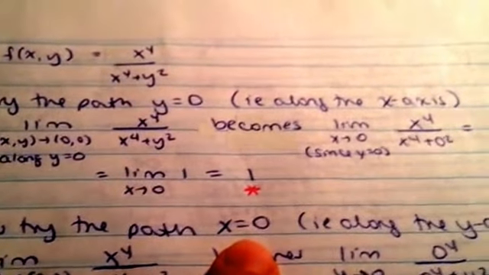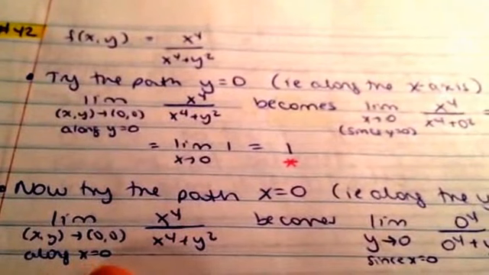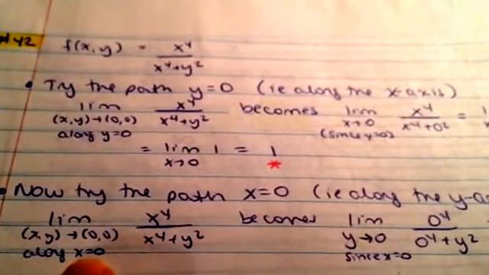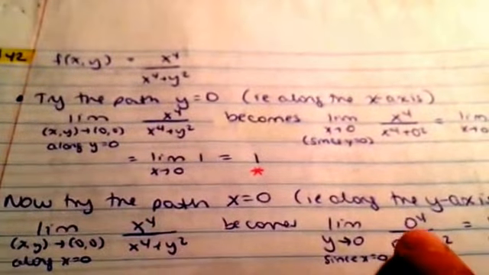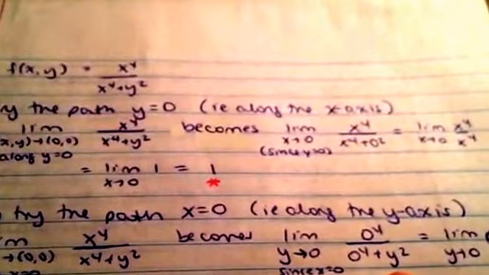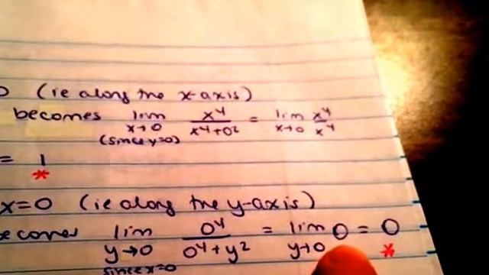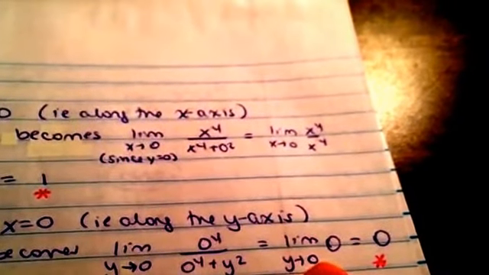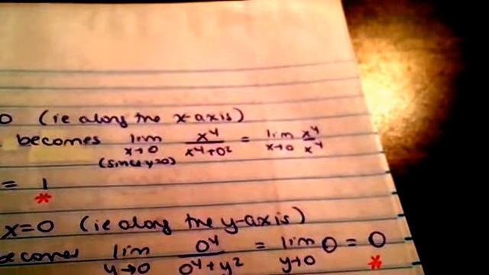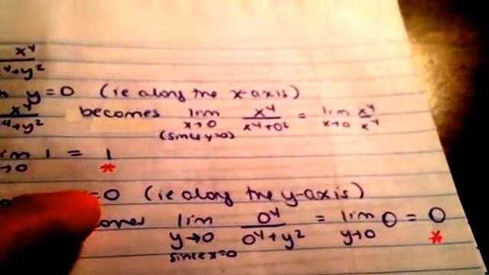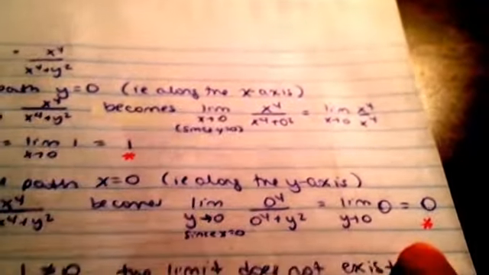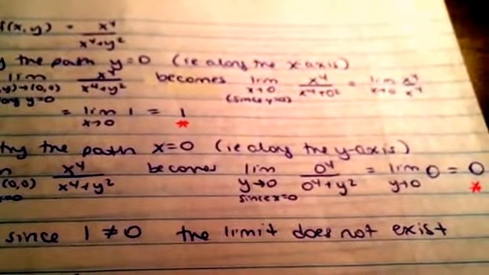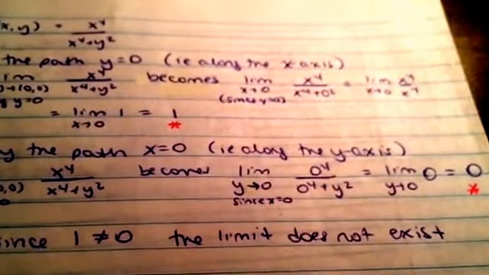Now I'm going to try the path x equals 0, which is along the y-axis. Same idea, but now because I'm going along x equals 0, all of my x's are going to become 0, and all that I'm left with is going to be y's. So I have 0 over y squared, which is 0, and so the limit of 0 is 0. So notice what happened. Along this path I got 1, along this path I got 0. Those are not the same thing. And so if I get different things, the answer would be that the limit does not exist. Okay, so the limit does not exist.